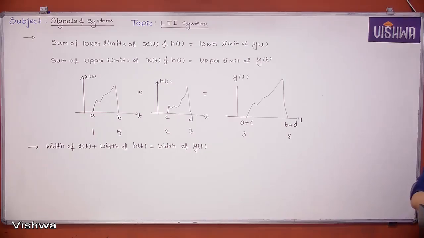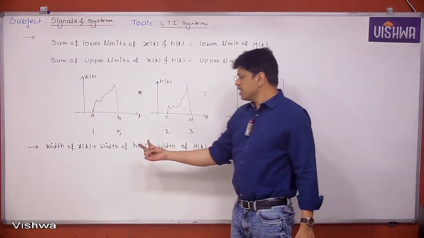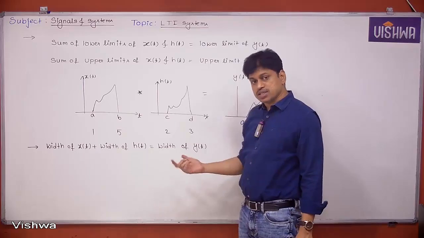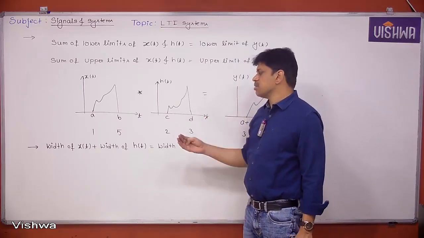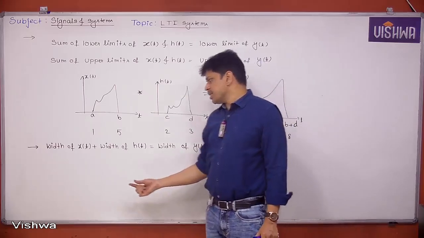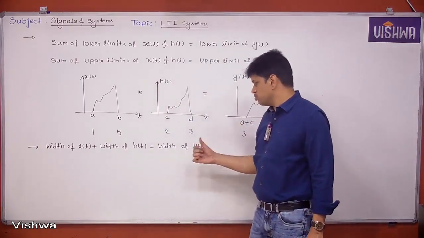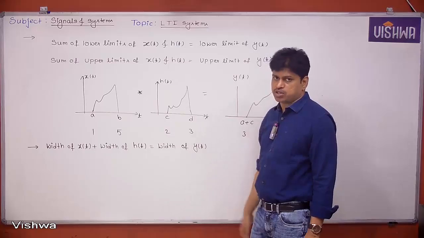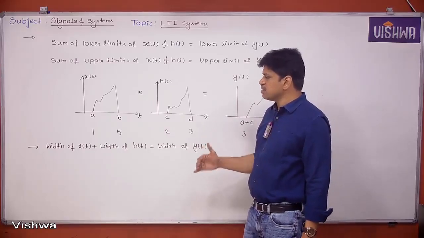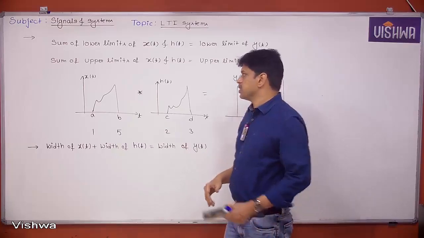Now let's see how we can apply this width property to discrete time signals. Is it the same as the continuous time case? That means in the continuous time case, the width of x of t plus the width of h of t gives the width of y of t. Is it exactly the same in the discrete time case? That's what we have to see.